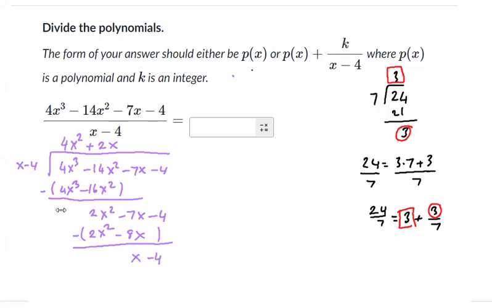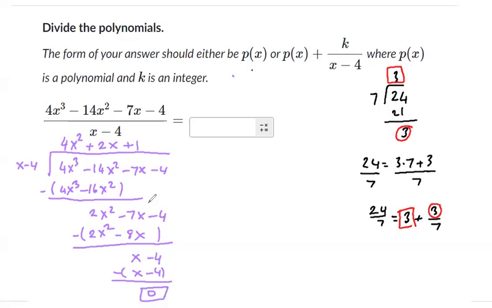So we are going to ask what I need to multiply x by so I can get x. That's just 1. So we are going to write 1 right there. So 1 times x is x. 1 times negative 4 is negative 4. So when we do subtraction again, we end up getting a 0.